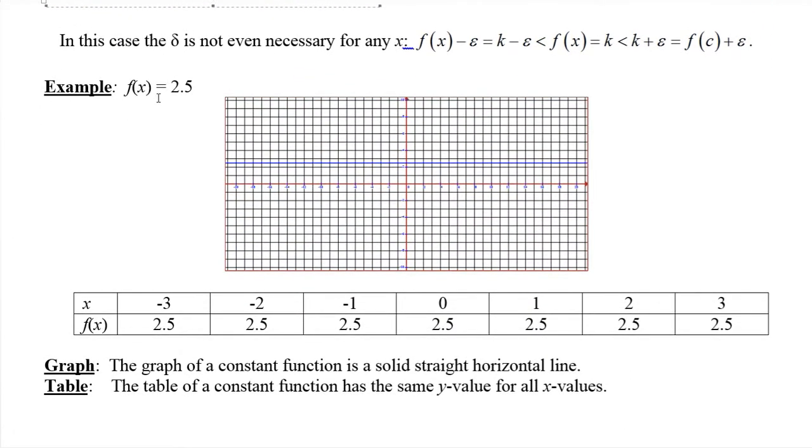For an example, f of x equals 2.5, the graph we see there in the table here. So notice that the graph is a horizontal, solid, straight line. And the table is a table where we can put anything we want in the x's, and of course all the y's are the same value, whatever the value is here. So very simple, very easy to go from formula to table to graph, or table to graph to formula, or start with any one of these three and get the other two.